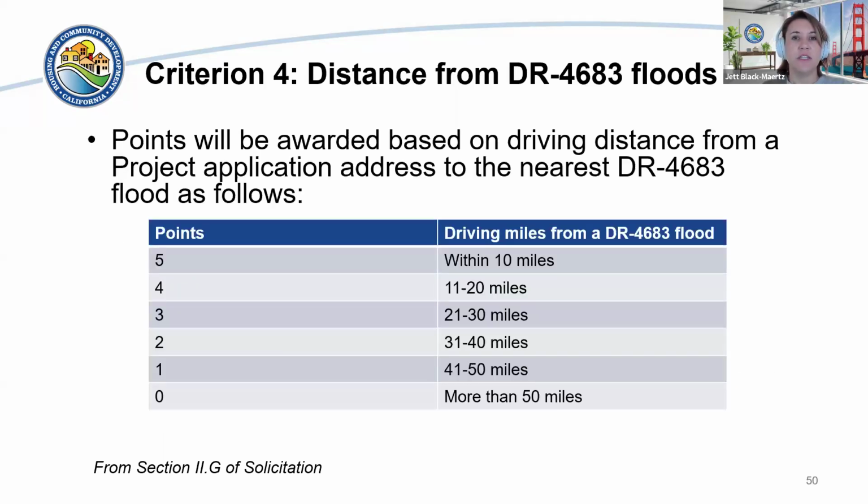The fourth criterion is the distance from the DR 4683 floods. Points will be awarded based on driving distance from a project application address to the nearest DR 4683 floods as follows. If the project is within 10 miles, it will be awarded 5 points. 11 to 20 miles, it'll be awarded 4 points. 21 to 30 miles, it'll be awarded 3 points. If it's between 31 and 40 miles from the flood area, it'll be awarded 2 points. 41 to 50 miles will be awarded 1 point. And any projects more than 50 miles away from the DR 4683 floods will be awarded 0 points.